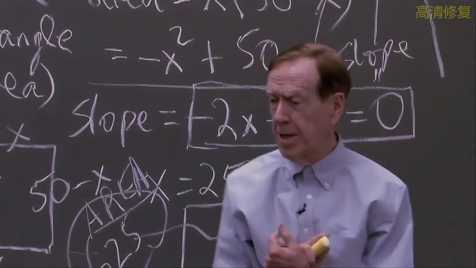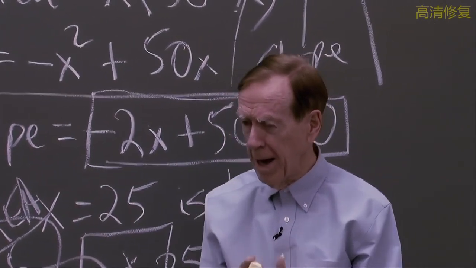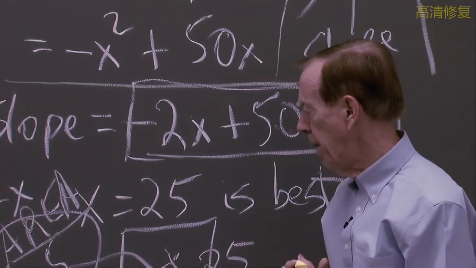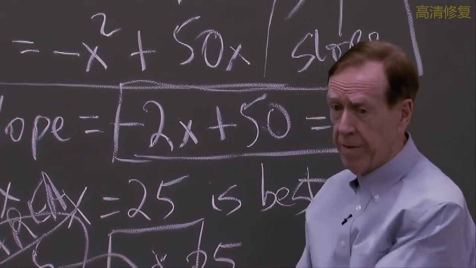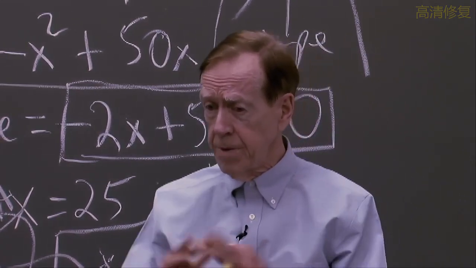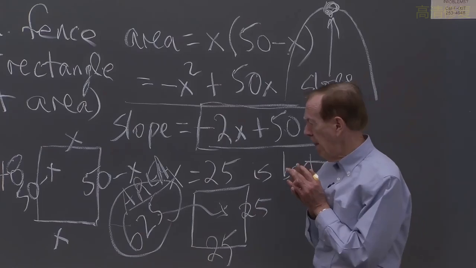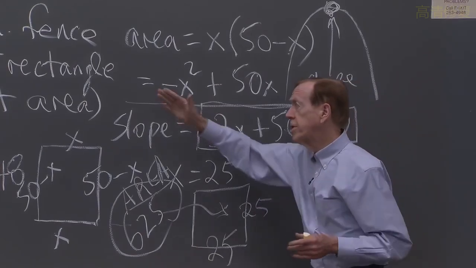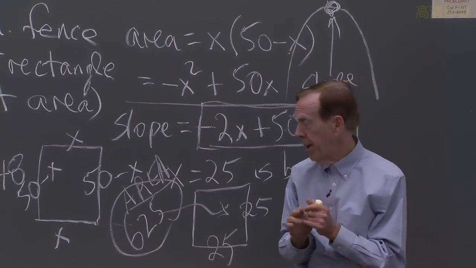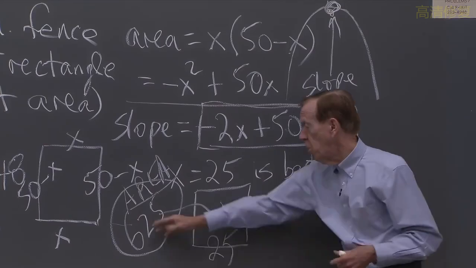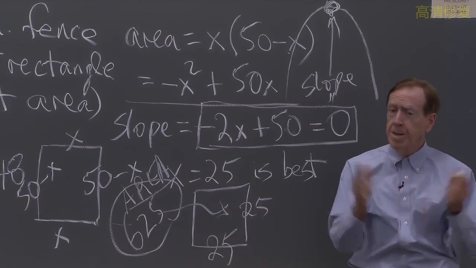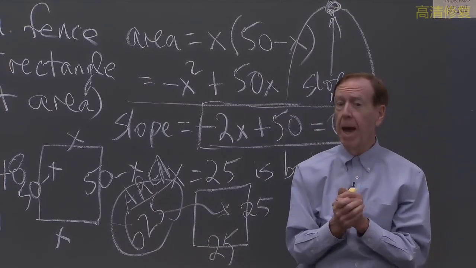Now I have a final question for you that I'm not going to answer. Can you find a shape? It won't be a rectangle. We've got the best one. Can you find a shape different from a rectangle where you use the same 100 meters of fencing, but you enclose more than 625 square meters? That's a question. I hope you get it.